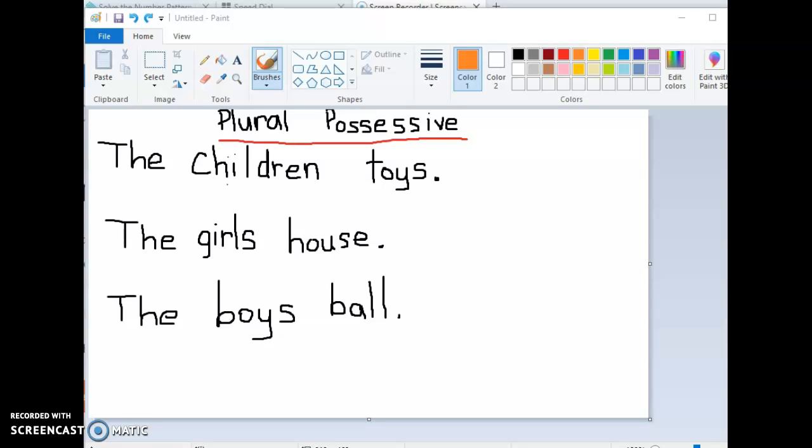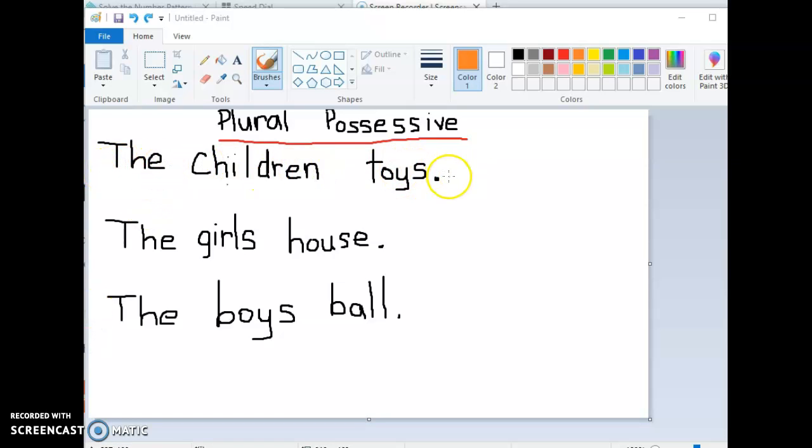Standard 2. Today we're going to be learning plural possessive form. Okay, so plural means more than one. So it's telling us about more than one person, place, animal, thing, or idea. Okay, so plural nouns. For example, the first one we have here is the children toys.